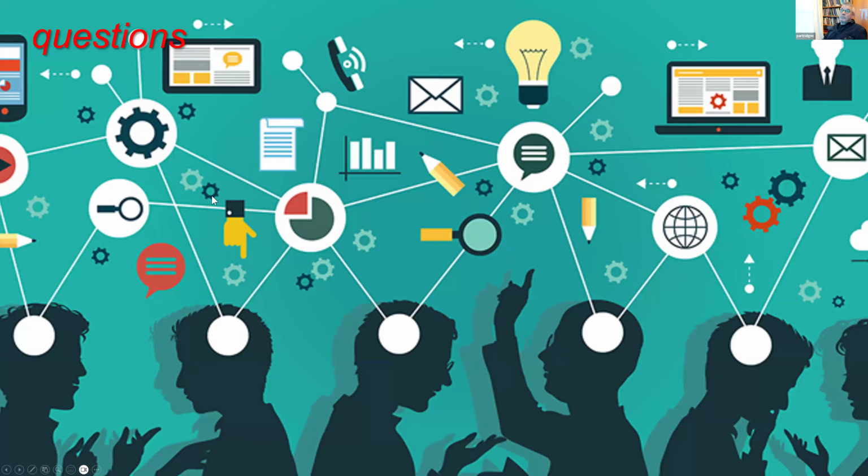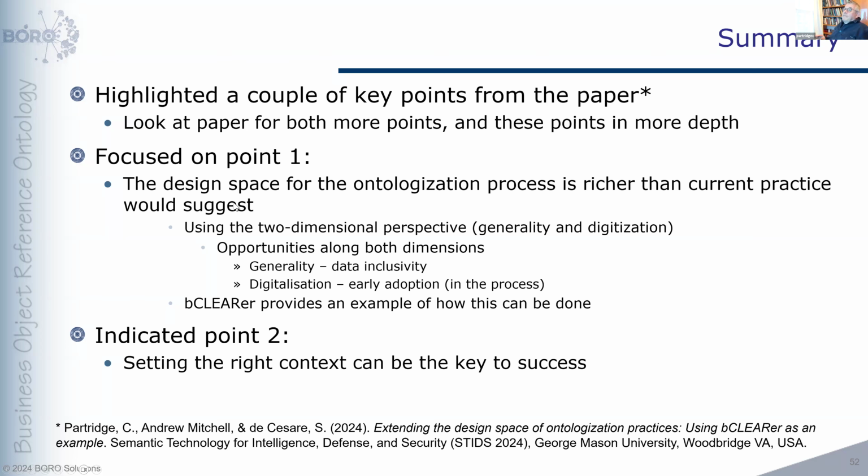So I would hope that I've persuaded at least some of you that the ontologization process is richer than current practice would suggest, and that the two-dimensional perspectives give you a way to assess where the opportunities are, where you are, and where you could go. So looking at generality, looking at digitalization. And if you want an example, if you're trying to claim this is impossible, it can't be done, bCLEARer provides an example of it. At some other point, or if you want to, you can look at this paper here. You can see the context. Okay, thanks, Frank.